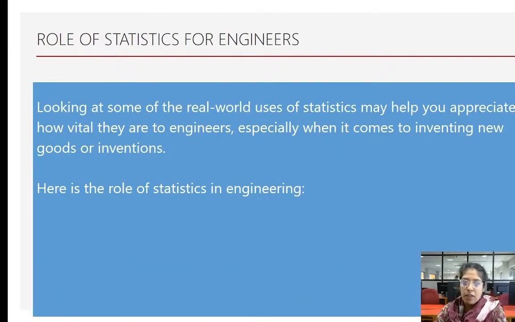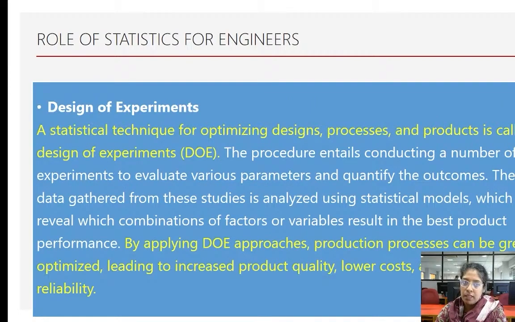Now, basically, whenever we talk about the role, we actually talk in terms of engineering, wherein we need to optimize certain designs. Also, we need to optimize the process, and then we make use of the products. And this together is called design of experiments in statistics. By making use of this design of experiments approach, the production process can be greatly optimized, which will obviously lead to increased product quality, and it also lowers the cost and the reliability is increased too.